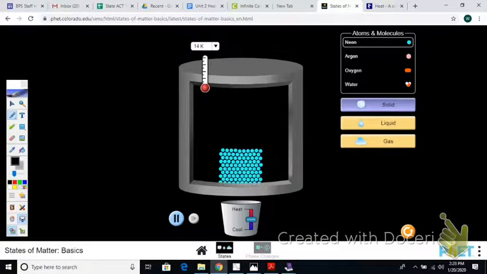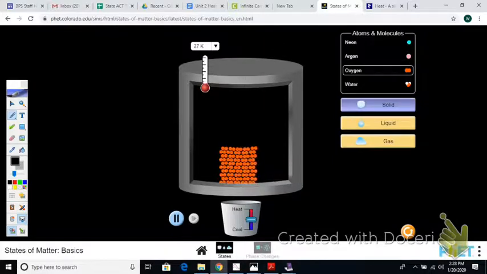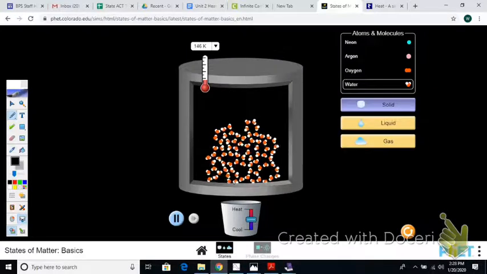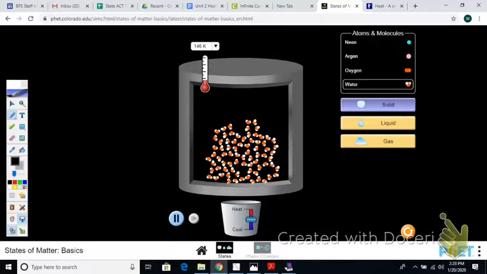So in the first box, that would be a solid. I can show you different ones. Here's argon. Here's oxygen. Here's water. Now water is unique. Do you know what's the difference between oxygen, solid form, and water? Water goes from liquid to... Yeah.